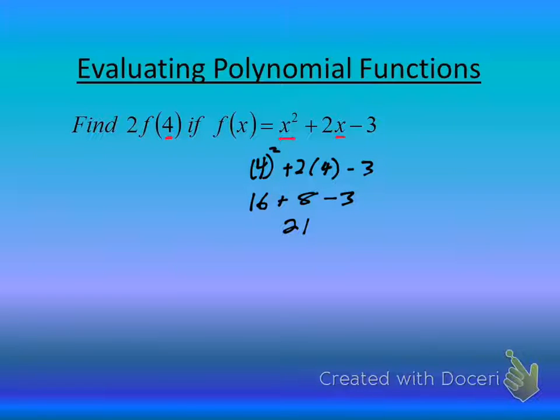What we got to do to it? Multiply it by 2. So 2 times 21, so 42. Okay. That's what a number in front of your function notation like that means. 2 times the evaluation of f of 4. Okay, I didn't know if we'd covered that yet or not, so I figured I'd throw a soft toss in there first.